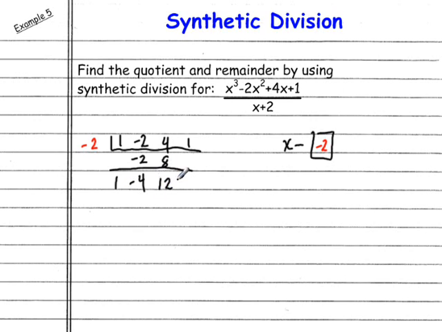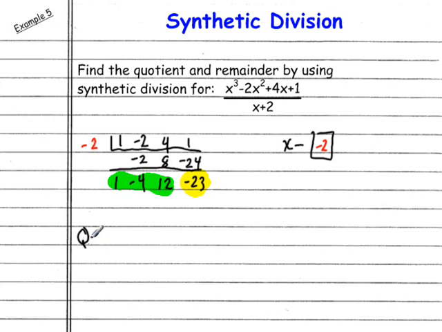Okay, new number in the bottom row, take our synthetic divisor, negative 2, multiply with positive 12, we get negative 24. And then of course we add the top two rows. 1 plus negative 24 is negative 23. Now remember, this is the remainder. And also remember that these numbers are the coefficients of the quotient. So we're prepared to write our answer.